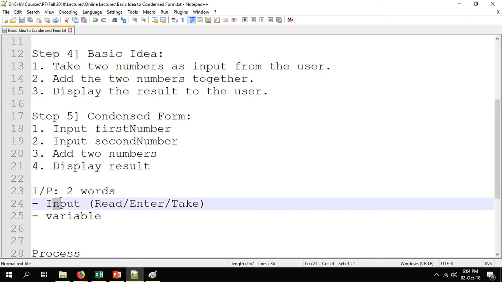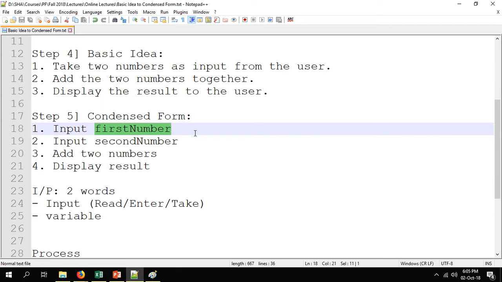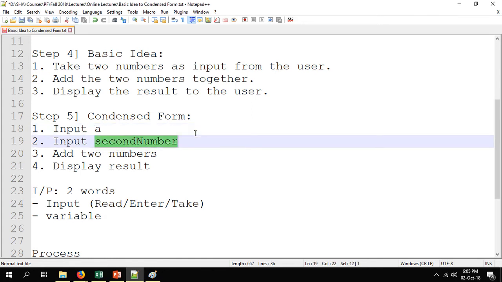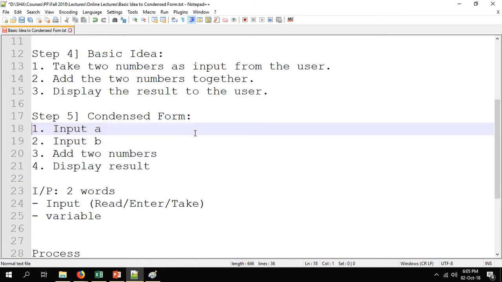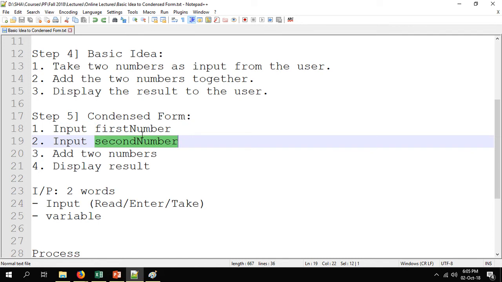Two words: the first word should be input, the second should be a variable, and the variable names should be meaningful. This is a meaningful name. By reading this, I can easily figure out that this is a number and this is the first number that the user will input. For example, this can also be a name. Recall algebra variable names. We write x, y, z, a, b, c. These are also valid variable names, but it's not a good programming practice, as we say GPP. So the other way around was better. This is better than having a name A or B or whatever. This is a GPP that you should follow: have meaningful variable names.